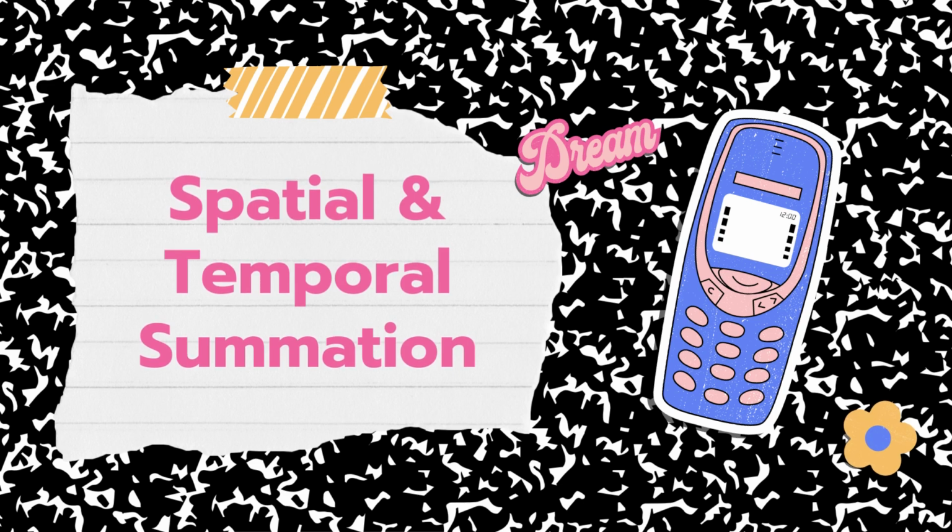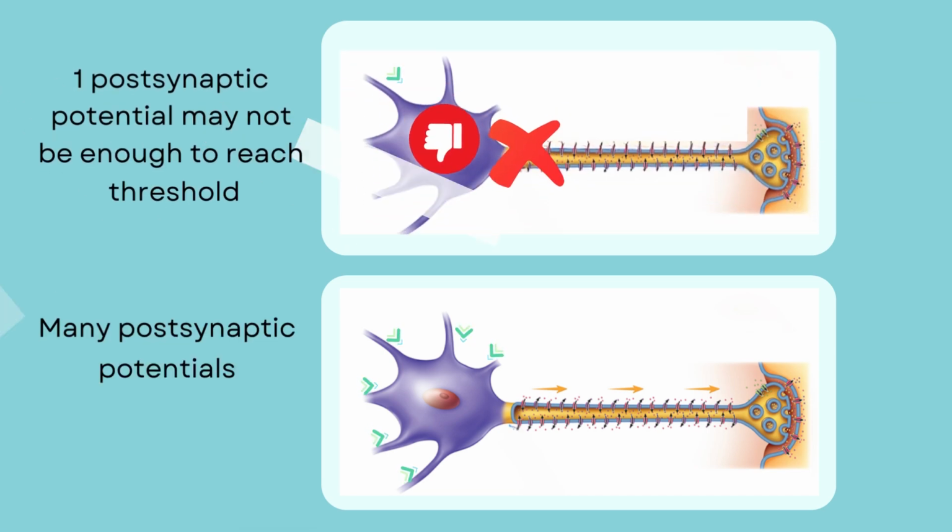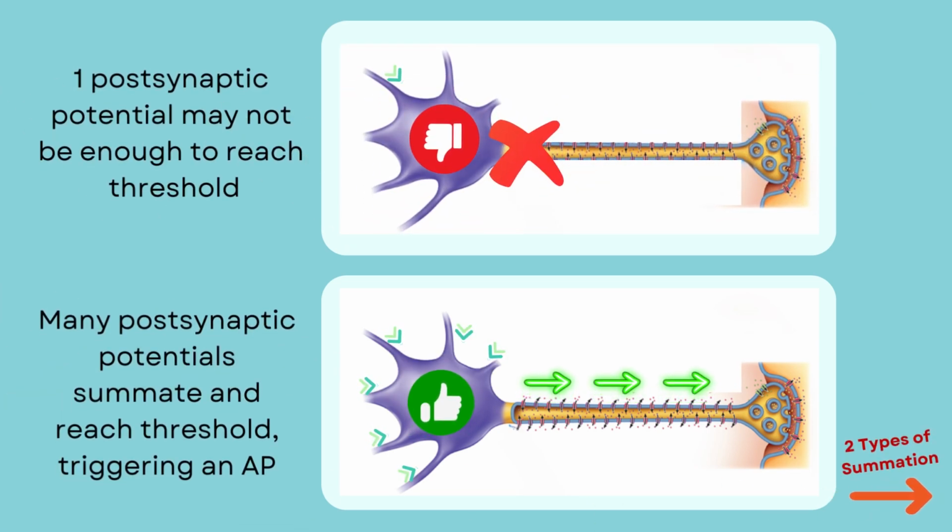Let's now continue by learning about summation. A single postsynaptic potential may not be enough to reach threshold, but many postsynaptic potentials combine and summate in the trigger zone. If threshold is reached, an action potential is triggered. There are two types of summation to discuss.